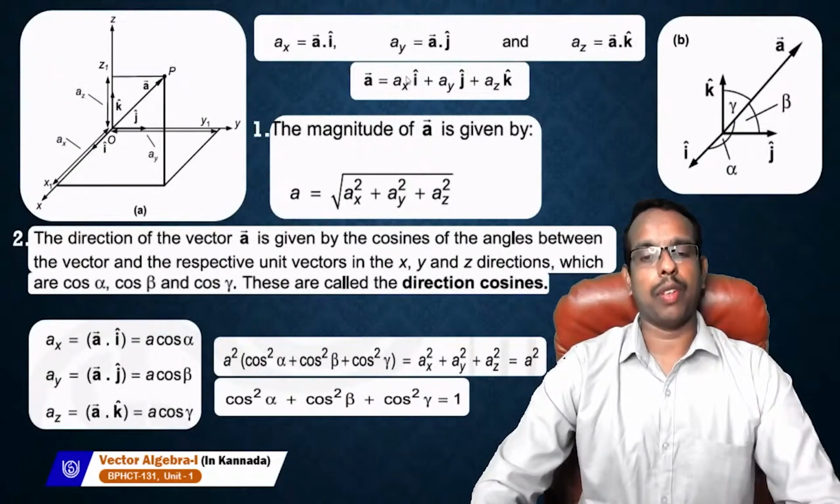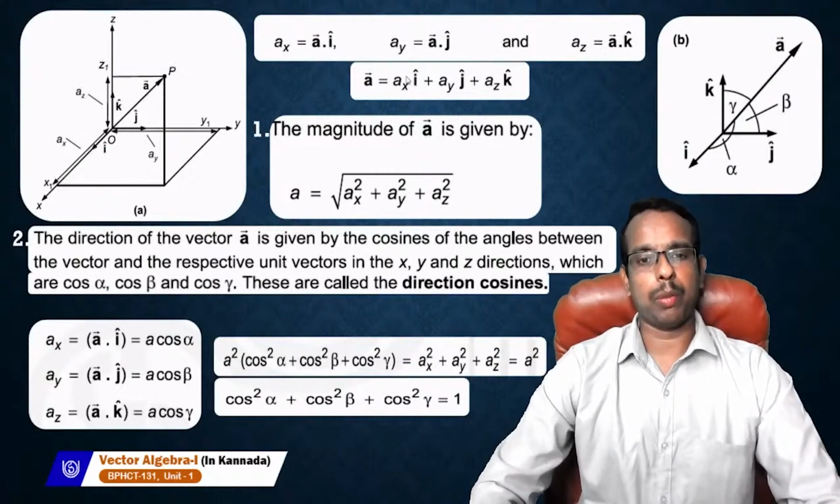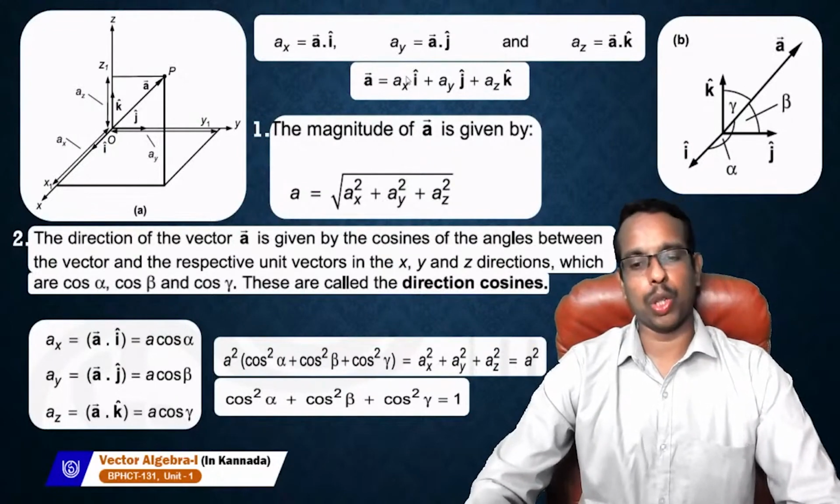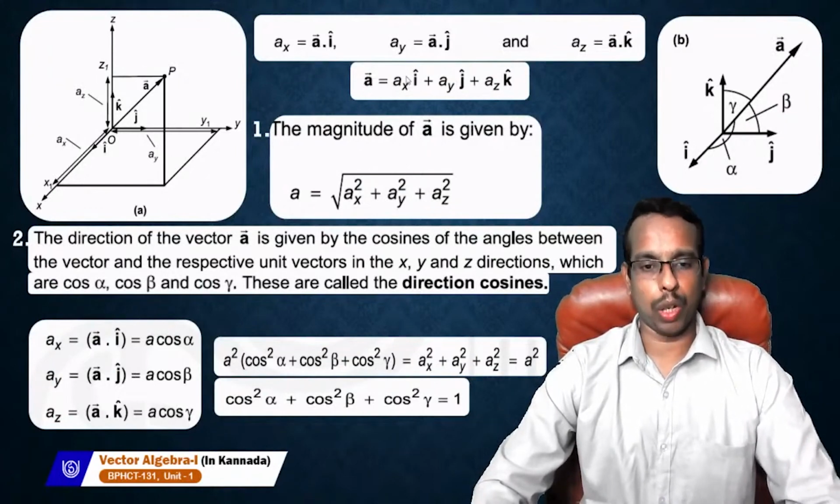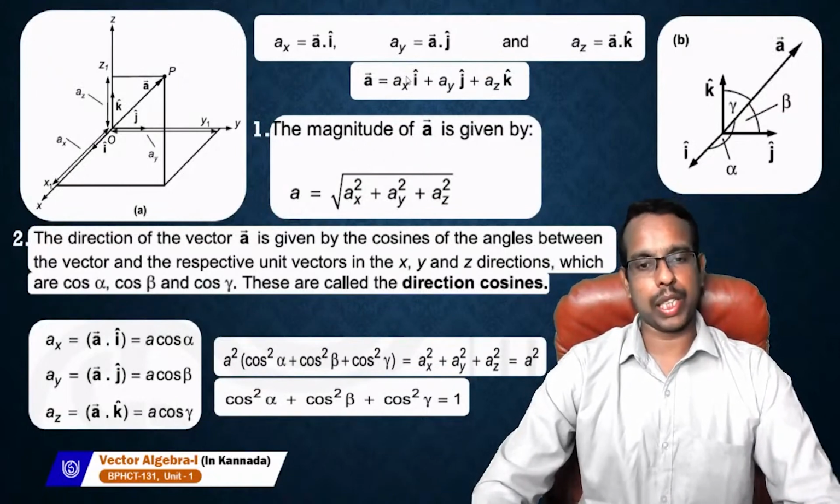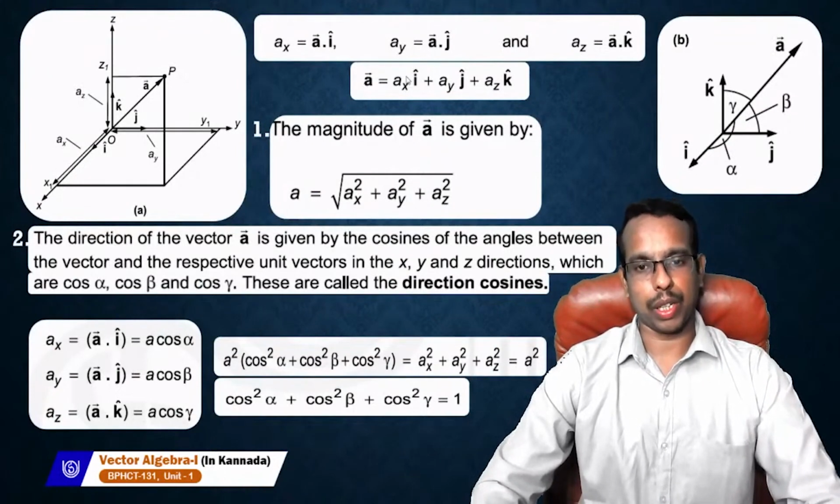Where cos square alpha and cos square beta and so on, it need not be alpha, beta, and gamma, it can be a, b, c. Cos square gamma plus cos square beta plus cos square alpha is equal to 1. Whether it is alpha, beta, gamma, or a, b, c doesn't matter. What matters is that cos square of a plus cos square of b plus cos square of c is equal to 1. So this is the direction cosines. Substituting this in, it remains a square is equal to ax square plus ay square plus az square. So it obviously remains as the magnitude of the vector a.